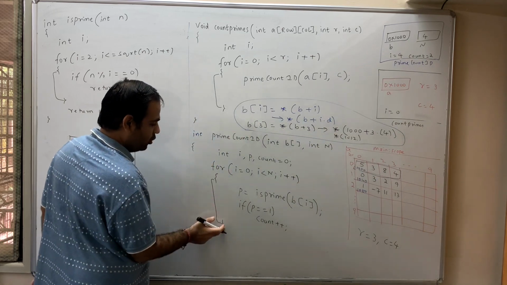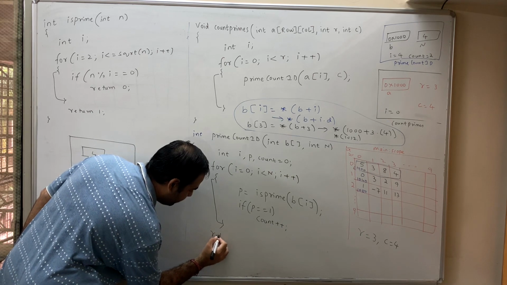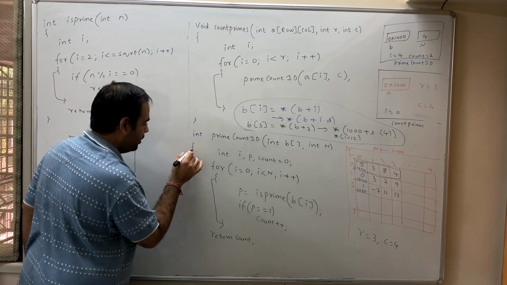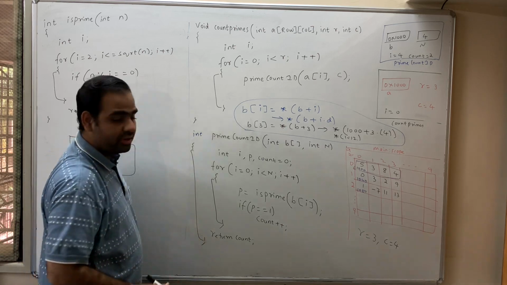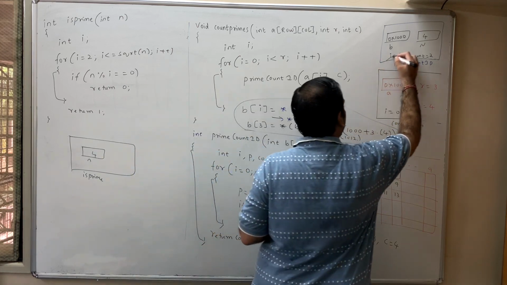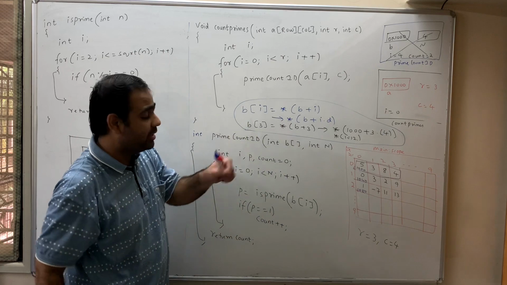You come out of this loop, and where is the count of prime numbers stored? It is stored in count, hence I say return count. Now what is the value of count? The value of count is 2. It will return 2. As soon as it returns, the scope of this function gets deactivated. You may pause the video here and write the scope diagrams.